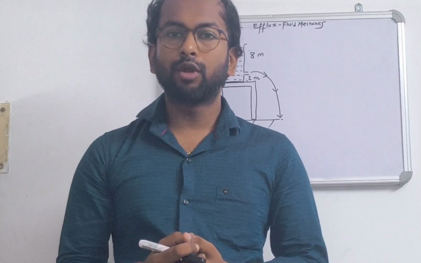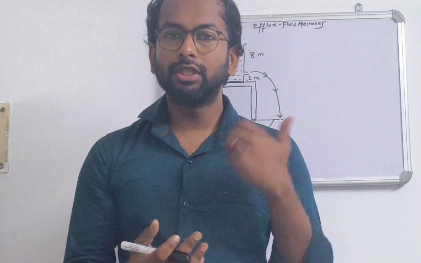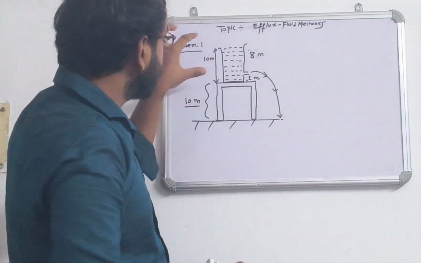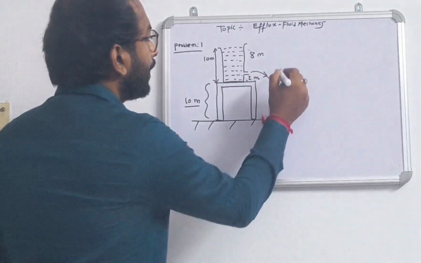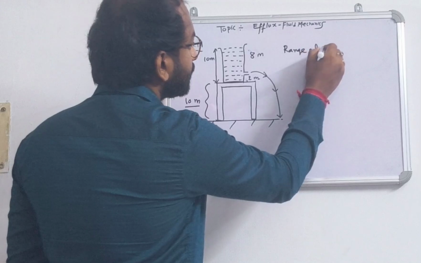Now we'll discuss a problem related to the topics we have covered in lecture number 1. Now let's see the problem. A beaker full of liquid having 10 meter of height is kept on a 10 meter height table. Now you have to find out what is going to be the range of the efflux. That is the problem.